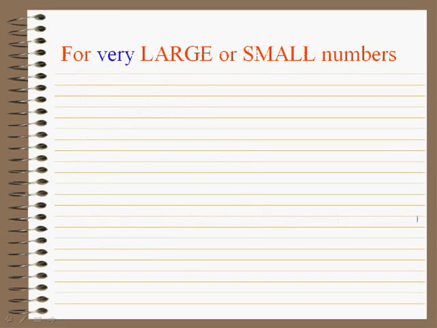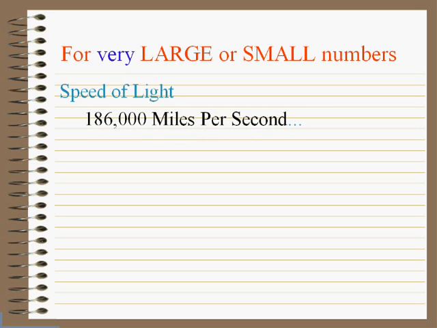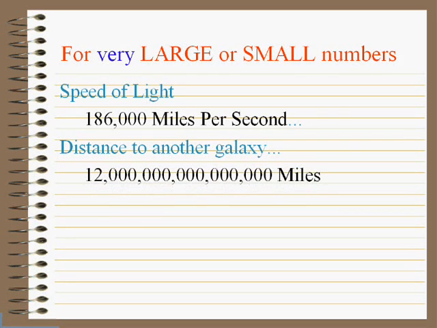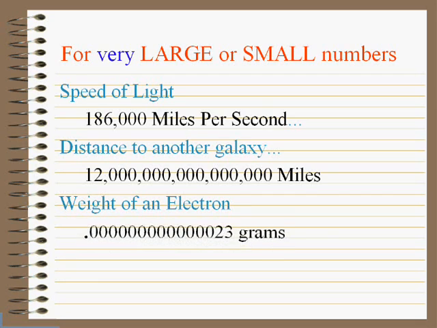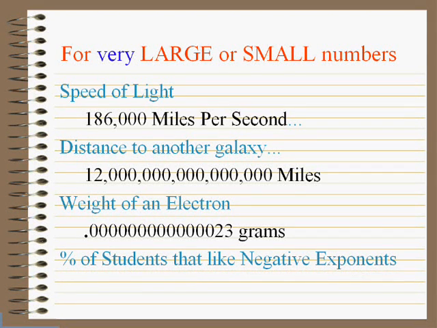Do you remember using very large or very small numbers? For instance, the speed of light is a pretty large number. The distance to another galaxy is a very large number. All these occurring in science, by the way. The weight of an electron is a teeny number, very, very small. It's not negative, but it's a very small number. The percent of students that like negative exponents, very, very small number, but it's not negative.